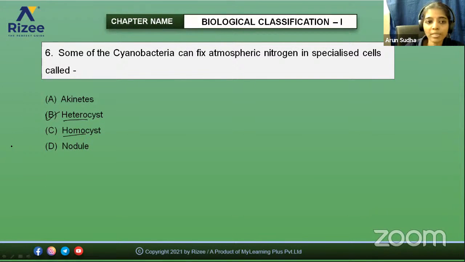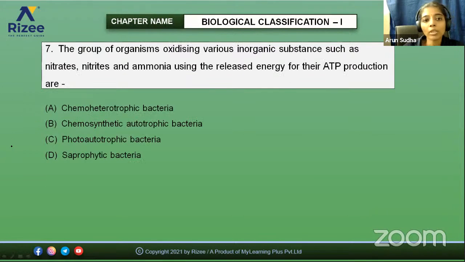Then the next question is, the group of organisms oxidizing various inorganic substances such as nitrates, nitrites, and ammonia and using the released energy for ATP production are: heterotrophic bacteria, chemosynthetic autotrophic bacteria, photoautotrophic bacteria, or saprophytic bacteria. So which is the correct option for this?